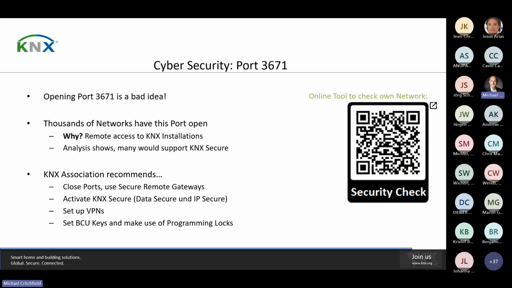Yeah, maybe lastly, cybersecurity. Opening port 3671 is a bad idea. I think that's obvious. But we have thousands of networks that have this port open. How do we know that? There are tools that we can use to run checks across the internet, find open ports on all IP addresses. But you can imagine also the hackers do this. So why is this port open?